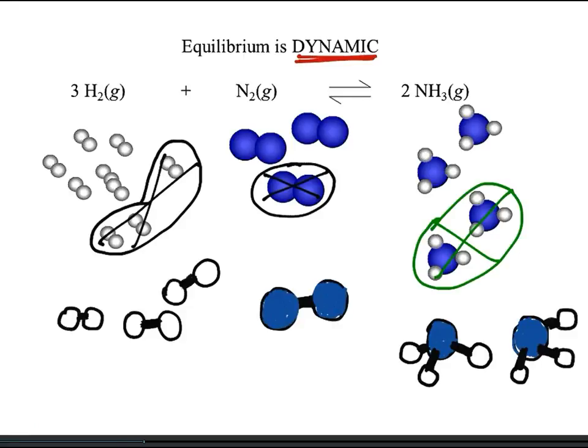And so even though it appears that nothing's happening, you can see that we constantly have the forward rate moving, we constantly have the reverse reaction moving, and it just so happens that because the rates are equal, the concentrations remain constant over time.